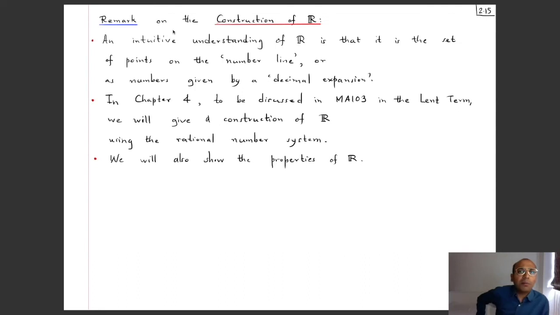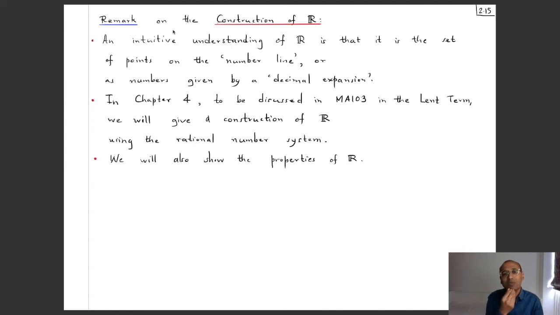I just want to make a little remark about the construction of R. So far we have relied on an intuitive picture of R as being the points on the number line, or things having decimal expansions or something like that, and then to prove theorems and so on, we stated these precise properties. So we think of R mathematically as an undefined set for now, which has these properties: the field axioms, the order relation properties, and then the least upper bound property. And then we proved lots of theorems starting from these properties.